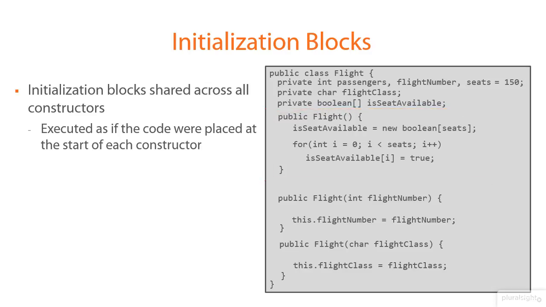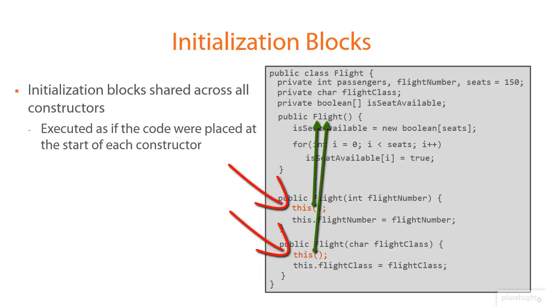What we do, of course, is that in each of the other constructors, we would call up to that constructor. So our constructor based on flight number and our constructor based on flight class would both call up to the no-argument constructor. And that's a reasonable thing to do. But in cases like this where we have code that we want to share across all the constructors, that's a perfect place to use initialization blocks.